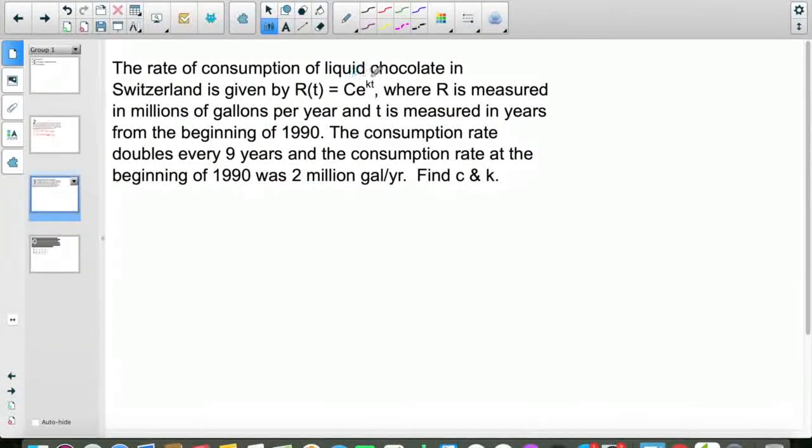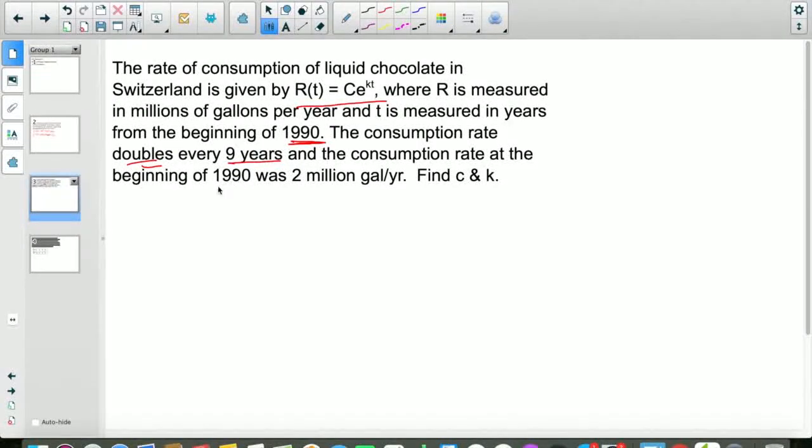The rate of consumption of liquid chocolate in Switzerland is given by R of t equals Ce to the kt, where R is measured in millions of gallons per year and t is measured in years from the beginning of 1990. So at time 0, the problem starts at 1990. The consumption rate doubles every 9 years, and the consumption rate at the beginning of 1990 was 2 million gallons per year.